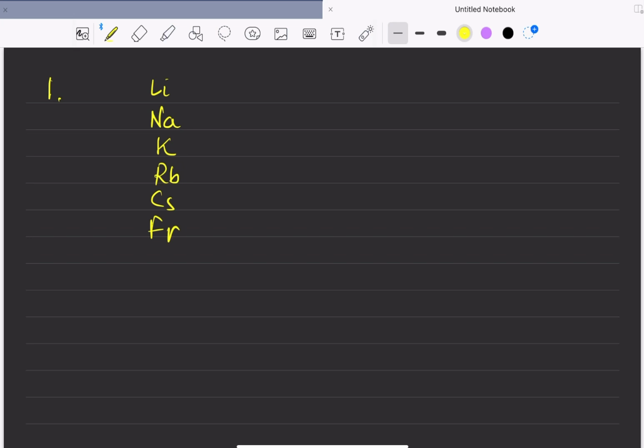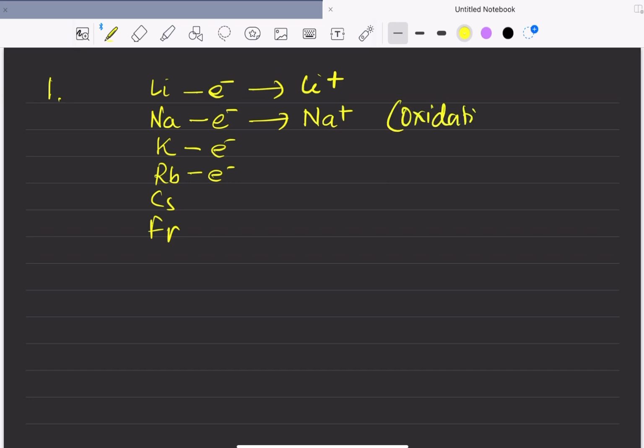Why are metals reducing agents, by the way? Because metals react by losing electrons. For example, these alkali metals have valency 1, so all of them lose electrons and become positively charged. Lithium becomes lithium plus ion, sodium becomes sodium plus ion. The process of losing electrons is called oxidation, so these metals, by losing electrons, themselves get oxidized.